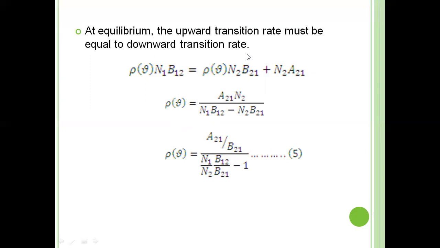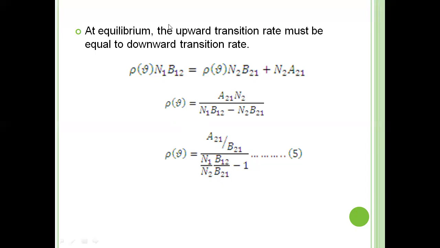Now, from the equilibrium condition, the upward transition rate will always be equal to the downward transition rate. Out of the three processes we are discussing, spontaneous emission, stimulated emission, and stimulated absorption, one is an upward transition and the other two are downward transitions. So the upward transition rate, that is the stimulated absorption rate, is equal to the sum of the spontaneous emission rate and the stimulated emission rate.